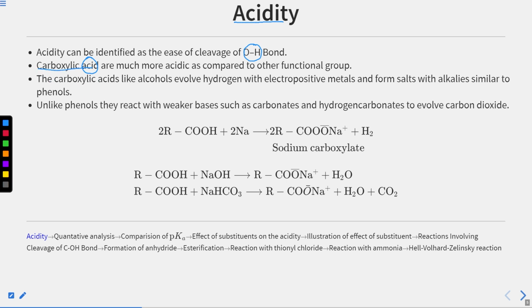What is the reason behind it? We will see it later. Basically, it is a structural aspect. But for now, just assume that it is the most acidic of all of these. Clear?